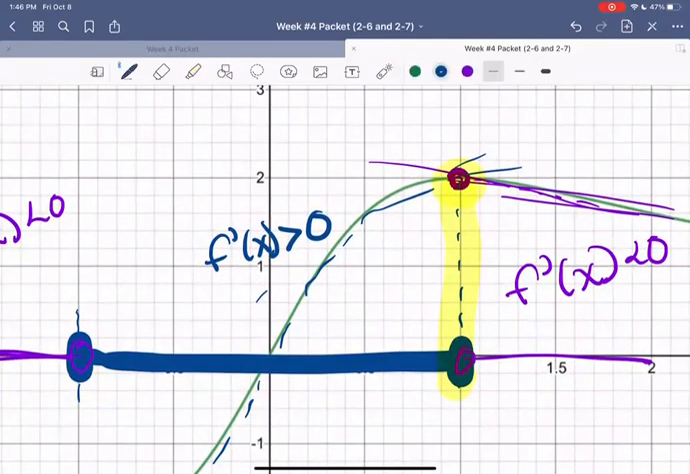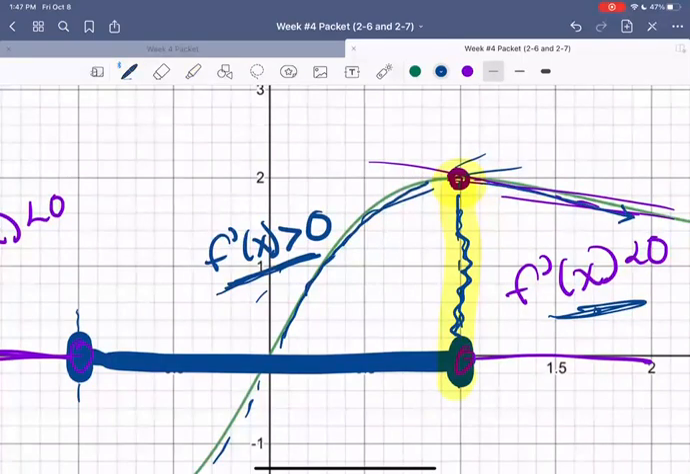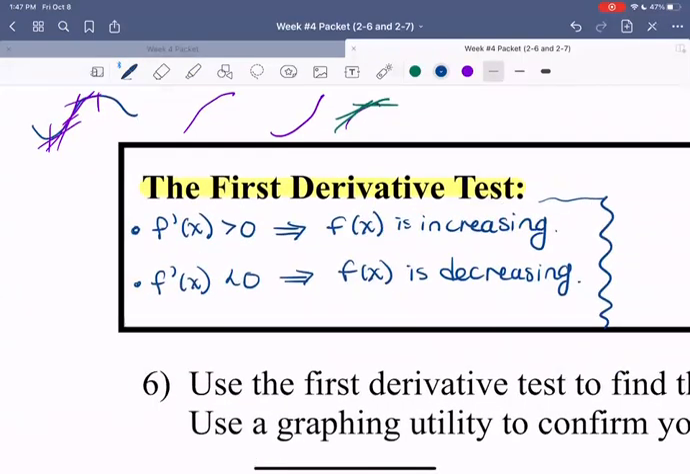Well, on the left, our function is increasing. On the right, our function decreases. So our derivative goes from positive on the left to negative on the right. So that's exactly what that first derivative test says. It says if your derivative goes from positive to negative, then that in-between point where you have a 0 must be a local maximum of your function. So let's summarize that.